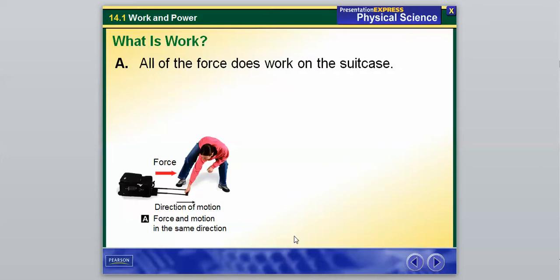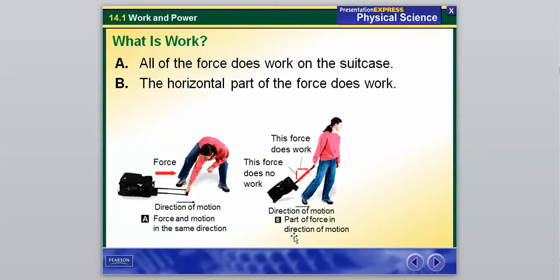All of the force she is exerting is doing work on that suitcase because it is moving in the same direction of motion. Then our second option, we can look at this red line here. Now she's dragging it, pulling it with her handle, the way suitcases are designed to be used, and our force is in a diagonal, and our direction of motion is still the same way.